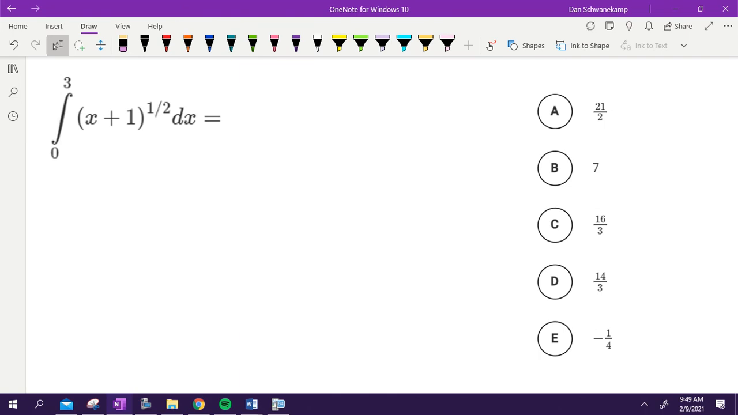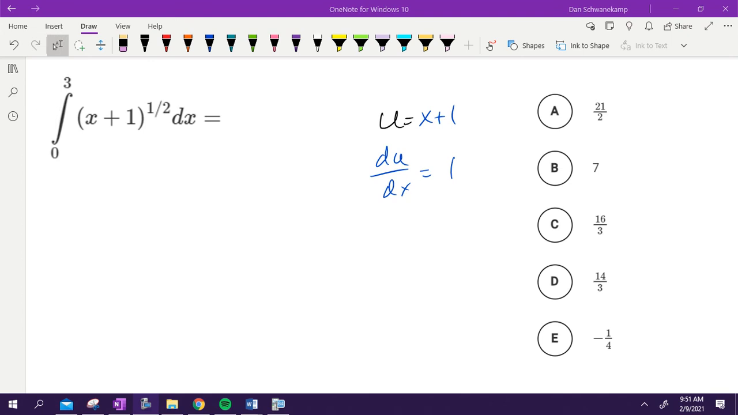Is this a U sub question? It can be. It's kind of an easy one to do U sub, but you totally could. What would your U be? X plus 1. What's the derivative going to be? 1. So it's kind of the easiest possible version. But it can be U sub. Go. Get an answer. Good.